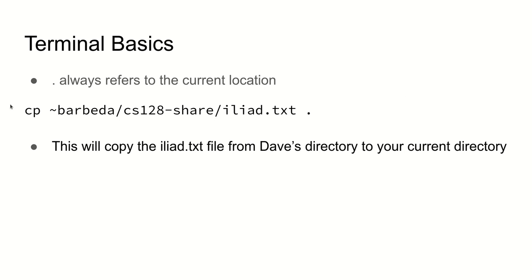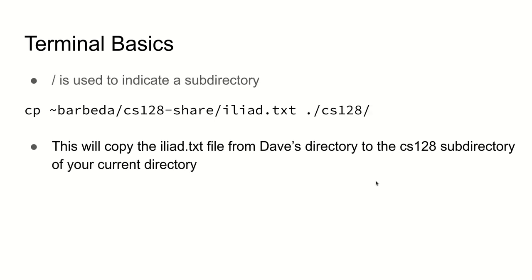So the copy command requires two things. Where is the file coming from that we're going to copy? What's the source? And then what's the destination? Where do we want it to go? So this copy is iliad.txt from Dave's directory to whatever current directory you're in when you run that command. If I change directories and run that command again, I'll get another copy in that directory that I've changed to.